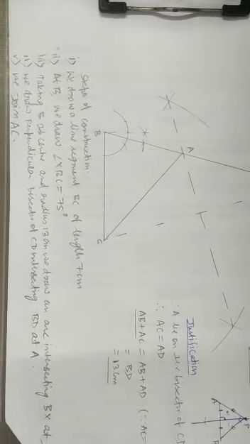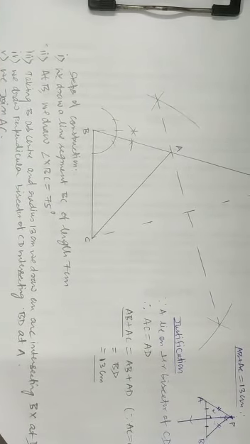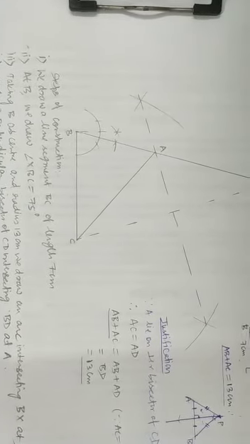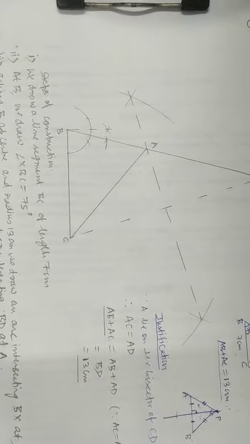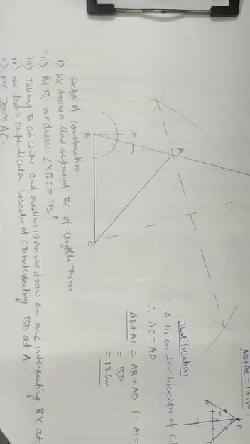I hope now that this construction part is clear to everyone. So this is how to do the construction of a triangle where the base is given, one of the base angles is given, and the sum of the other two sides is given to you.